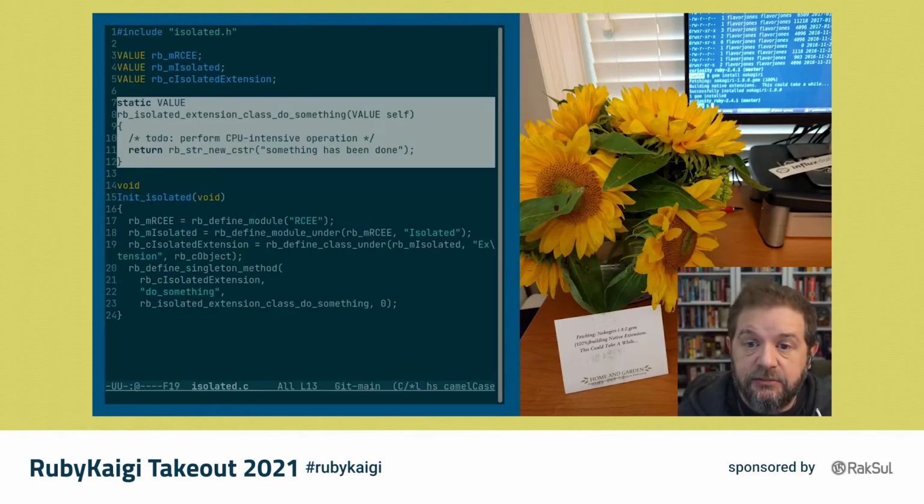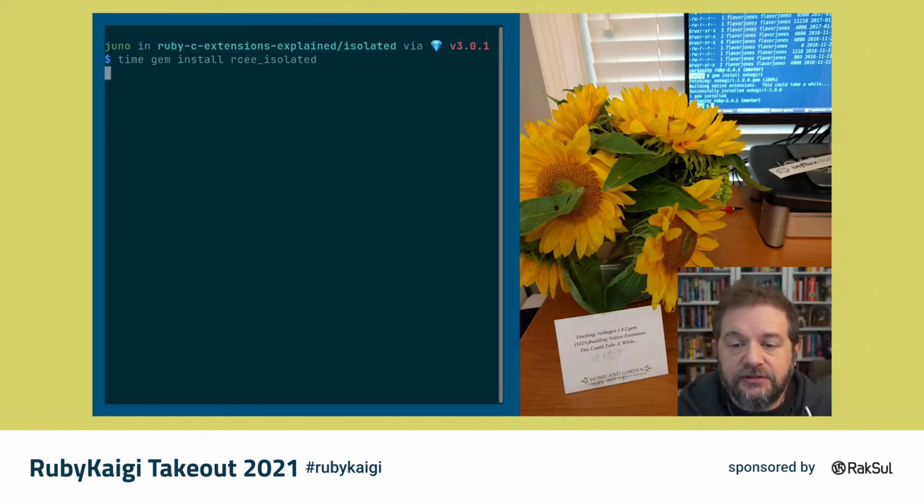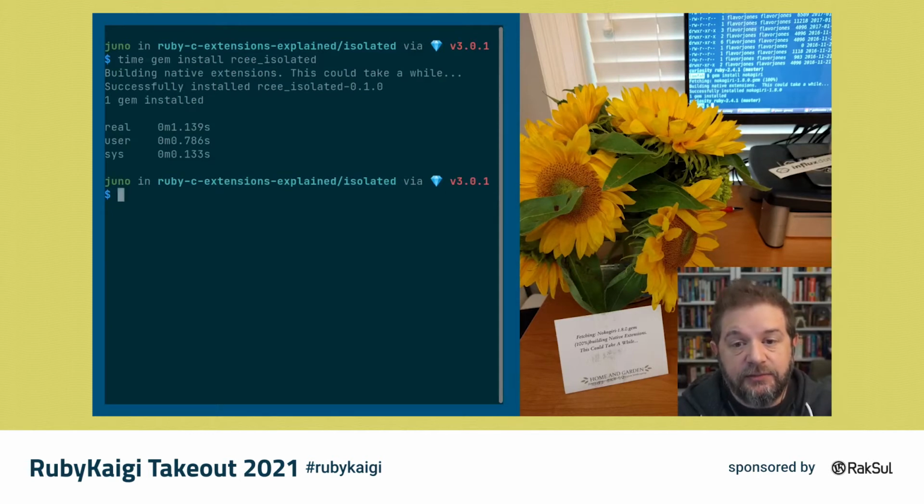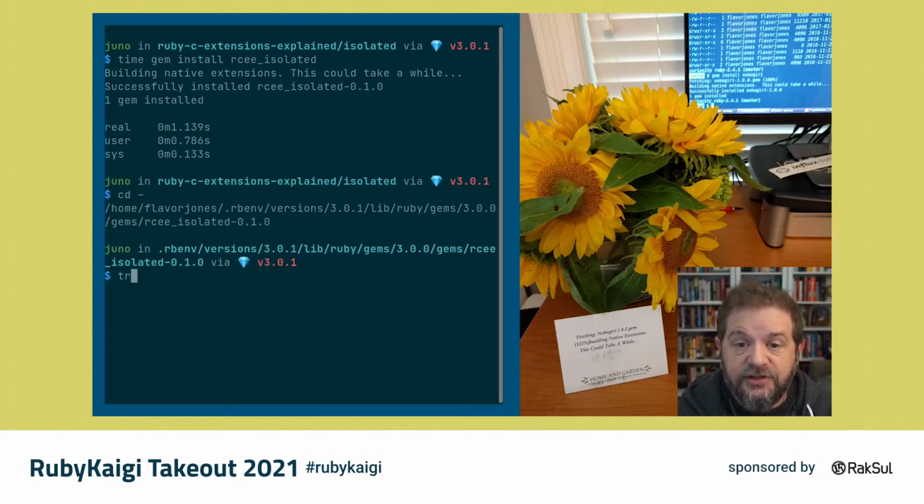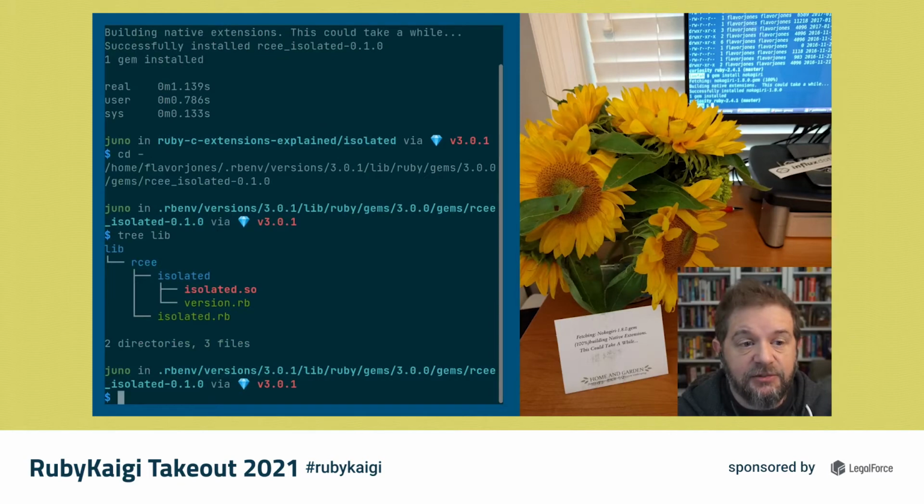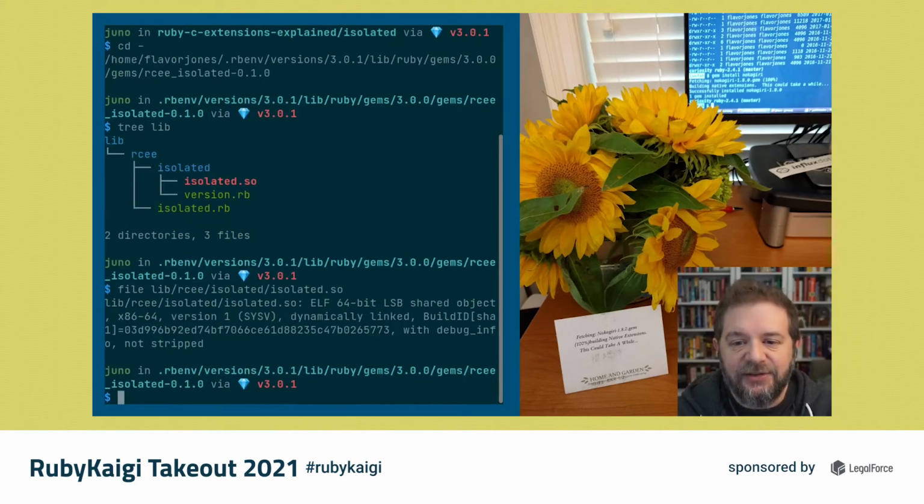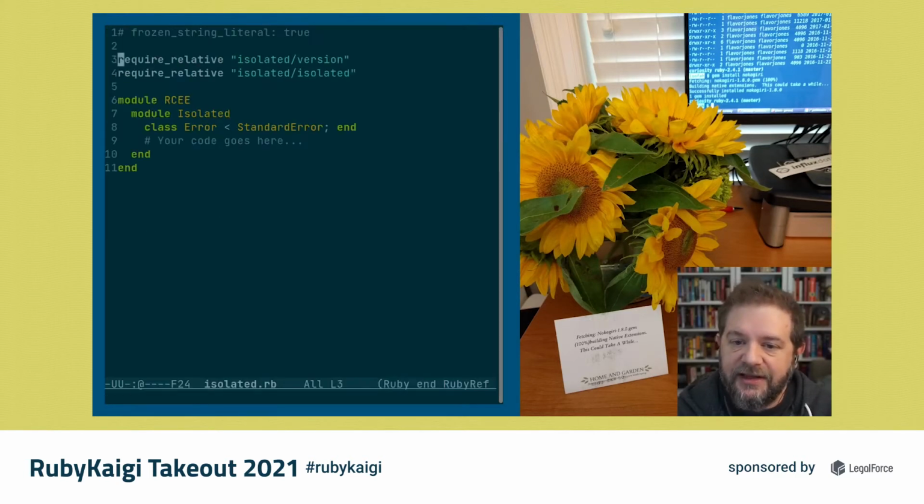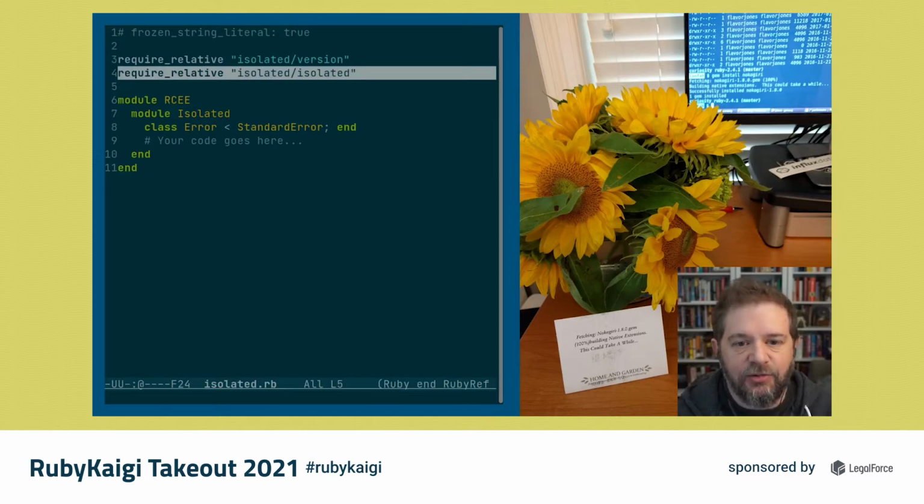The isolated gem contains a little bit of C code to perform some CPU-intensive work. This is just like our Mike is great example, but now with an additional singleton method defined. Because it's a small extension, it compiles and installs rather quickly. And when we peek at the directory where the gem has been installed, we see a file named isolated.so. That's the C extension. It's the final compiled version of our C code, and it gets required by isolated.rb, just like any other Ruby file.